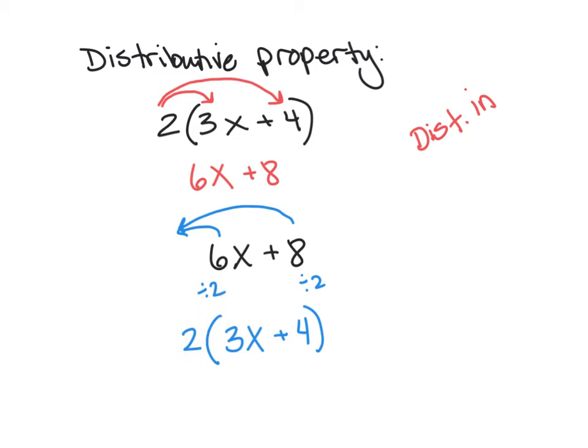The 2 came on the outside here. 6 divided by 2 was 3. 8 divided by 2 was 4. So there's some dusting off of cobwebs on how to do the distributive property. Let me show you how it goes into this lesson.